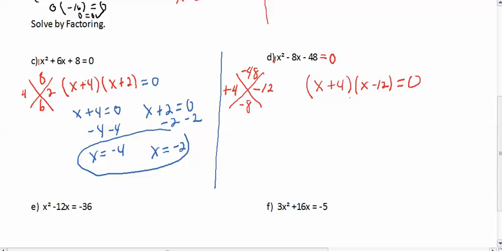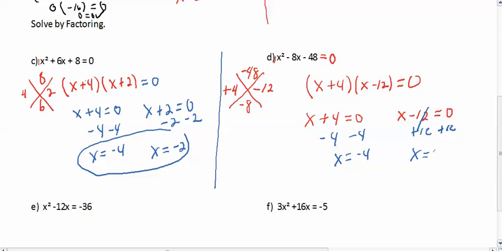Set that to 0 and just do the math now. X plus 4 is equal to 0 and x minus 12 is equal to 0. Okay, subtract 4, subtract 4. X is equal to negative 4. Add 12, add 12. X is equal to positive 12. And there's my answer choices here. And if I were to plug those in there, 12 minus 12 is 0, and negative 4 plus 4 is 0.